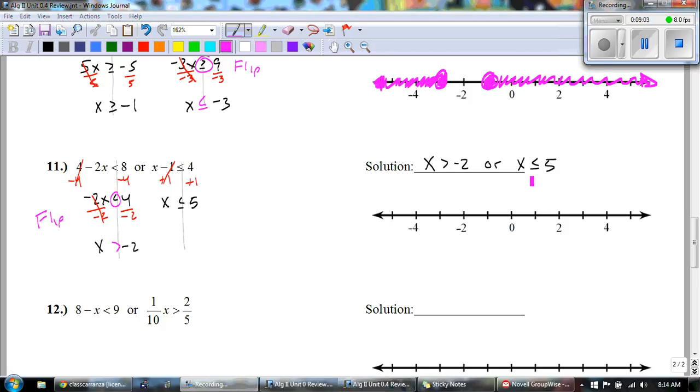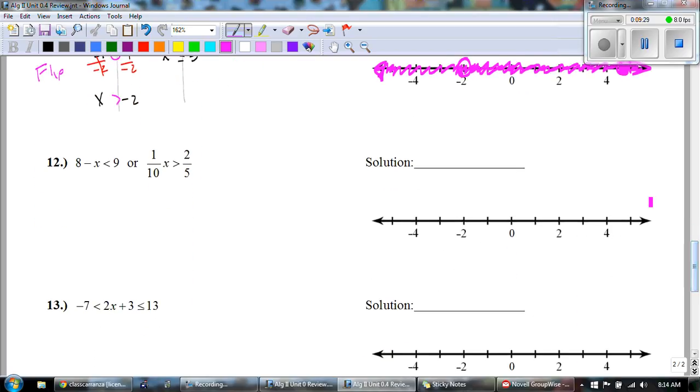Okay, so you should have gotten x is greater than negative 2, so I'm getting ready to graph that right now. Greater than, and I'm shading everything to the right. And x is less than or equal to 5. That part's shaded in already. But as I'm going to the left, we end up shading in that negative 2 as well. Okay?